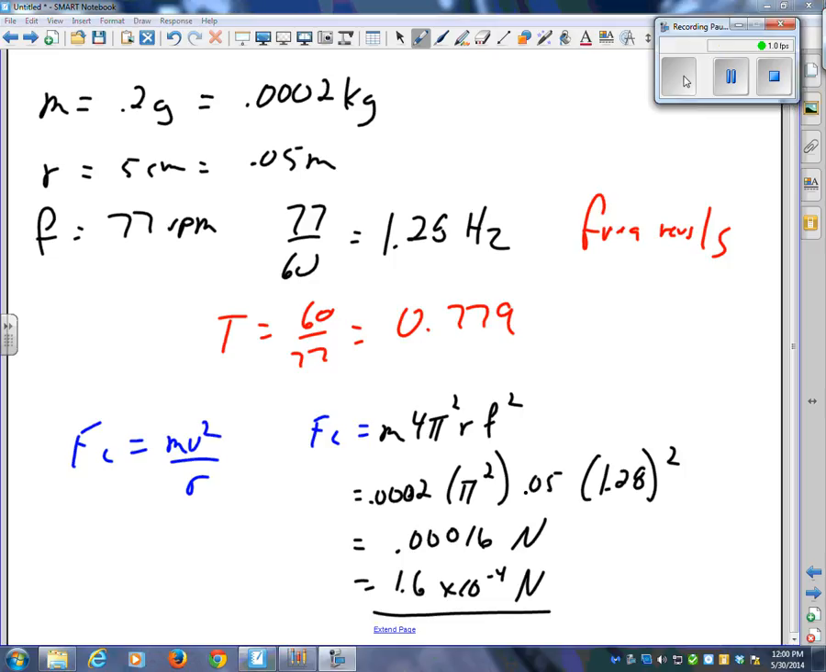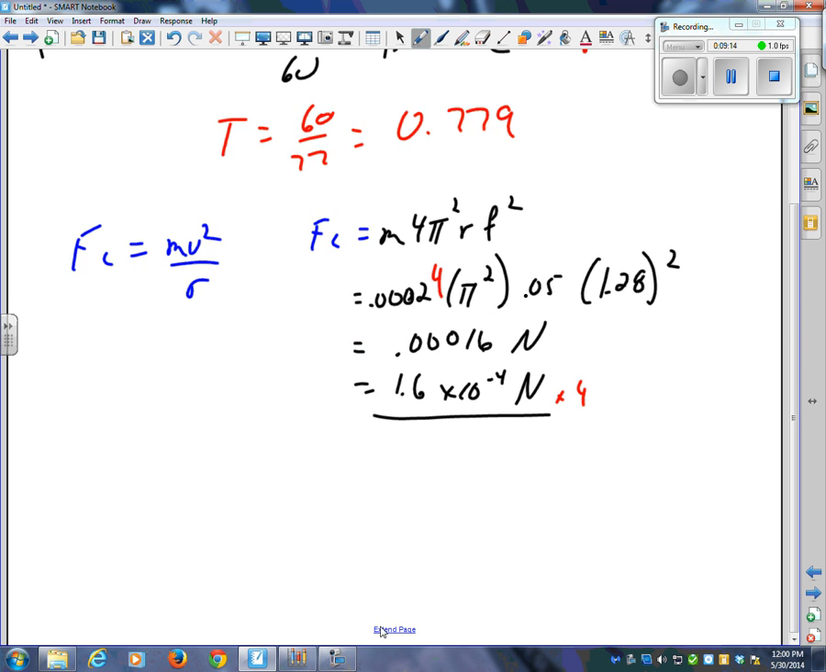Forgot the 4 in there, so I'm going to take that number times 4, and I know that it's going to work out, because I just know 1.6 times 4 is 6.4. Yeah, so 6.4 actually, which is very close to what the book says, right? They get 6.5? Close to it.